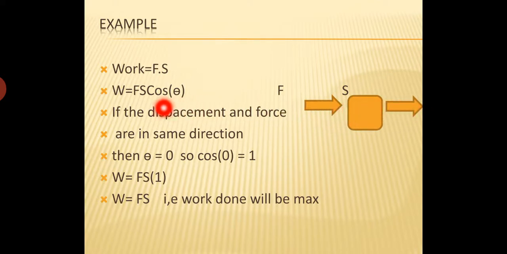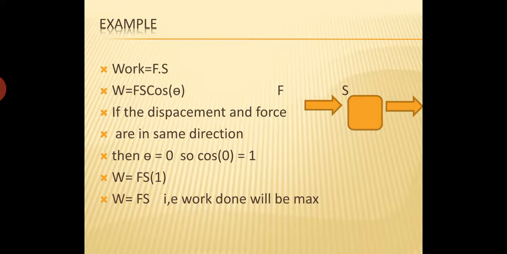We know that work done is equal to F dot S. If we apply a force F on this, there will be some displacement in it, and if both the force and displacement are in the same direction, then obviously the angle between them will be 0. And if we put theta is equal to 0 here, cos 0 will give you 1, and the answer will be W is equal to F dot S into 1, which is Fs. And the work done will be maximum.